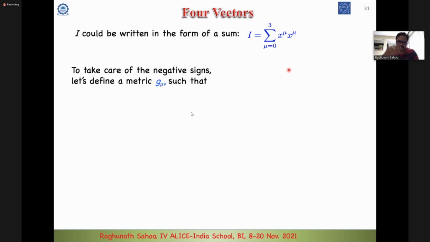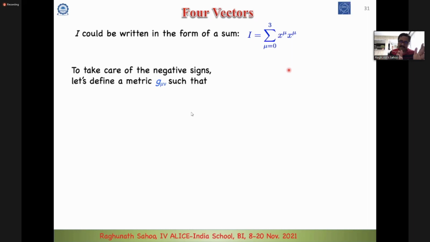Let's introduce a few more things. To take care of the negative signs, let's first define the metric g_μν. Keep in mind that I am following the convention of Griffiths' particle physics now, because the metric can depend on the book. So to be on the same page, if you want to go back and study a little bit on this, follow Griffiths' particle physics book. The metric I'm using is from that, so that we are on the same page.